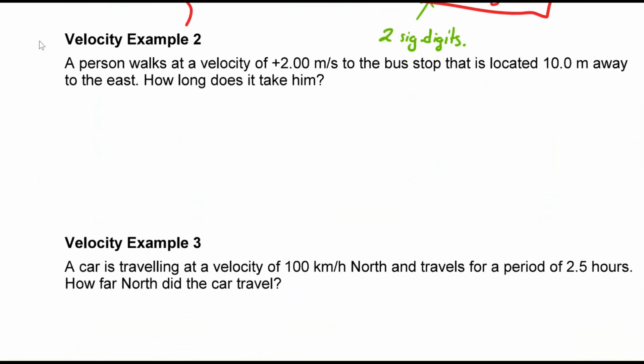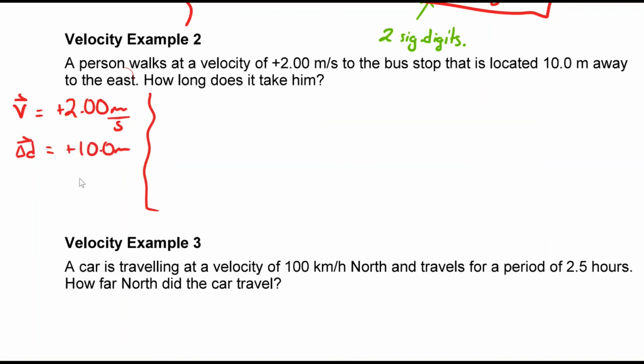Okay, rolling on through here. A person walks at a velocity of positive 2 meters per second. So that could be north or up or to the right or to the east, whatever. Squiggly line. So velocity of positive 2.00 meters per second to a bus stop that is located 10 meters away to the east. So they are heading to the east. So delta d equals, I'm going to say positive 10 meters. How long does it take?